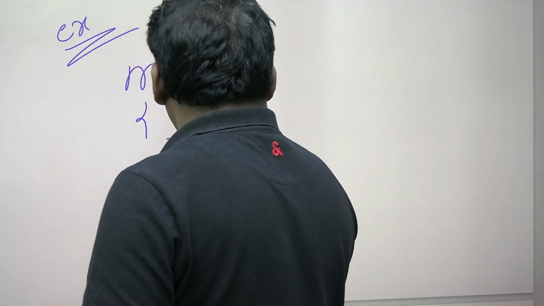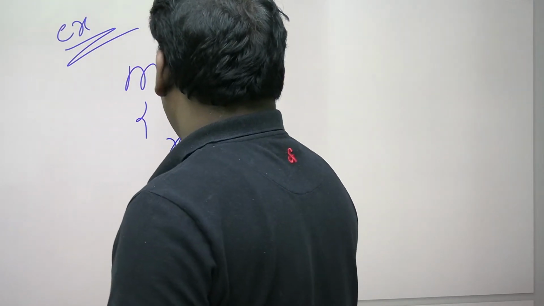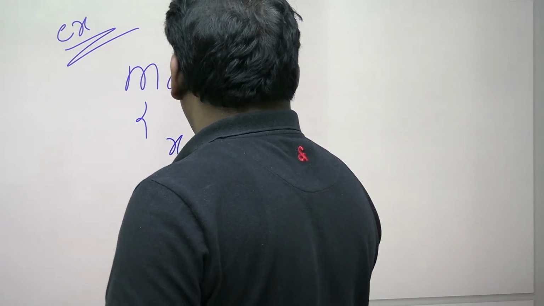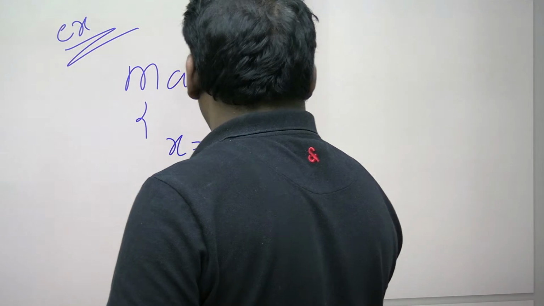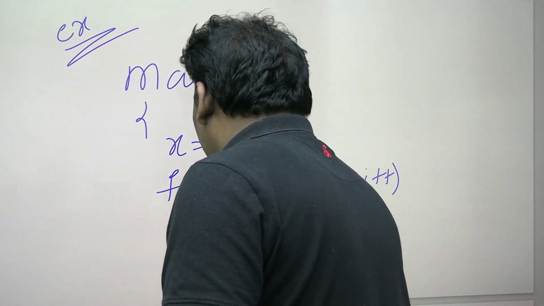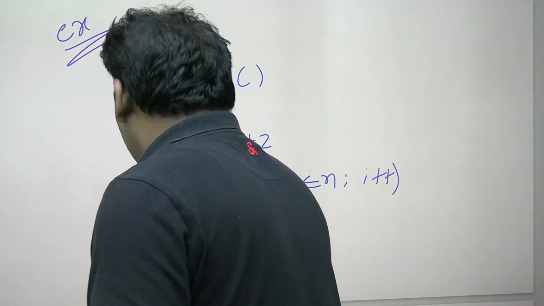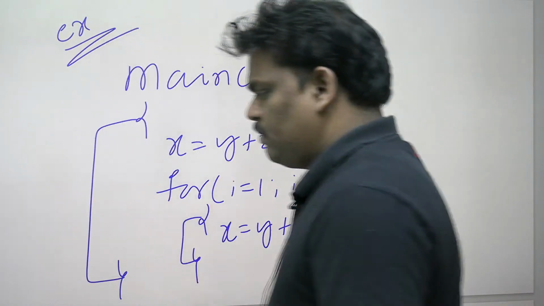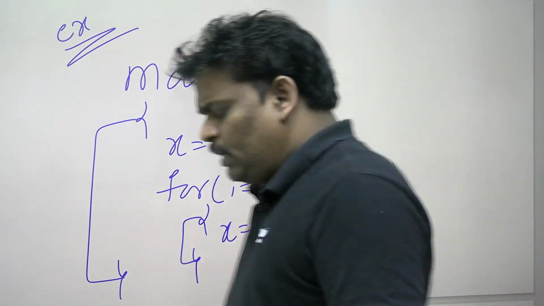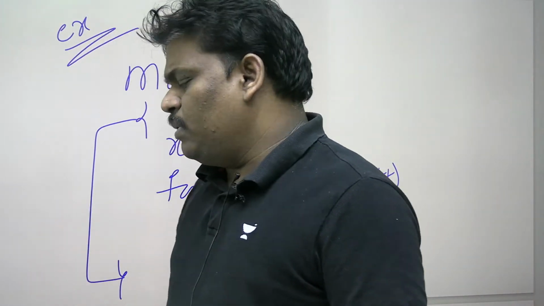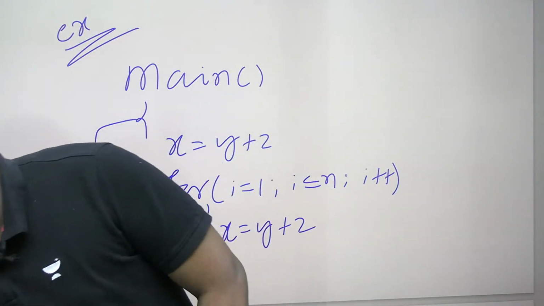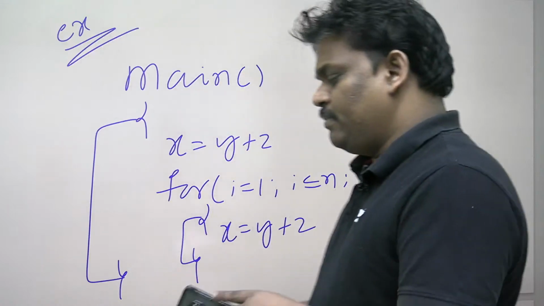x is equal to y plus z. for i is equal to 1, i less than or equal to y plus z. This program, what will be the time complexity? In the last class, I did one problem if I remember. This is the second problem. How do you find out time complexity? Can you go ahead?